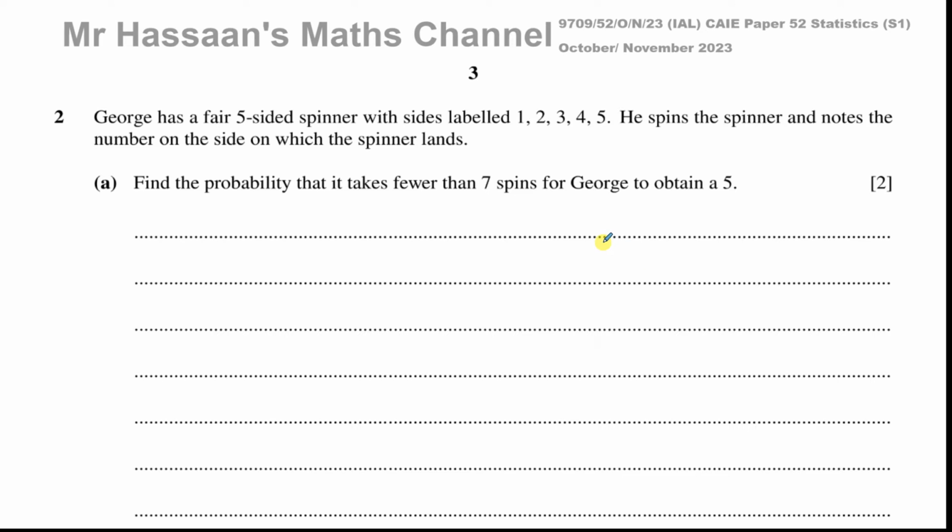So the person spins the spinner, and either it lands on a 5 or it doesn't. The probability of it landing on a 5 is, as you can see, 1 out of 5 choices, so it's 1/5, which is 0.2. The probability that it doesn't land on a 5, I'll call that 5 complement, is 1 minus 0.2, which is 0.8.